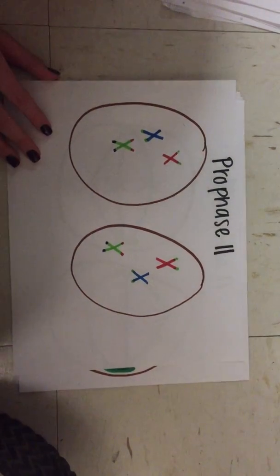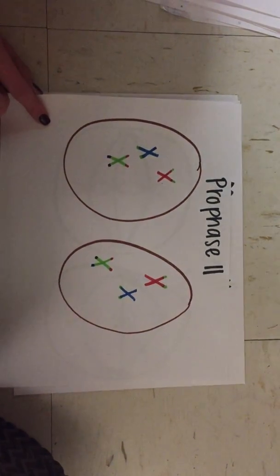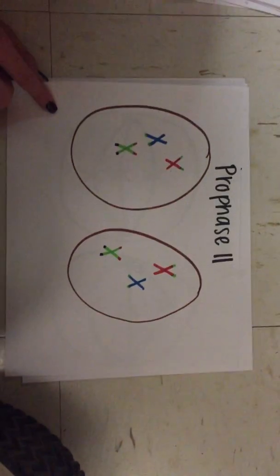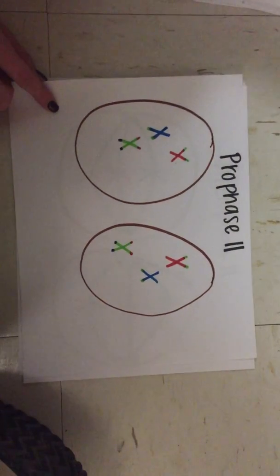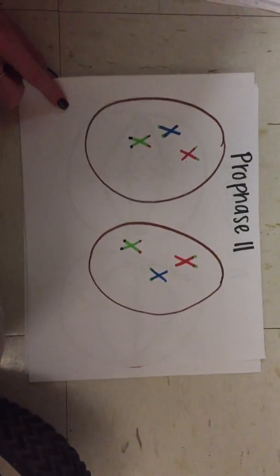In prophase 2, the two cells condense. Again, nuclear membranes dissolve and centrioles duplicate and spindle fibers form.